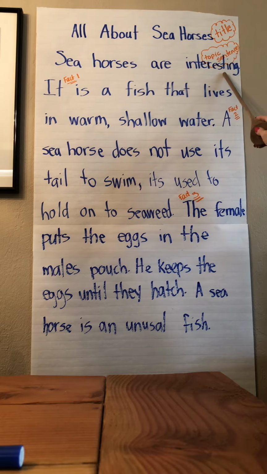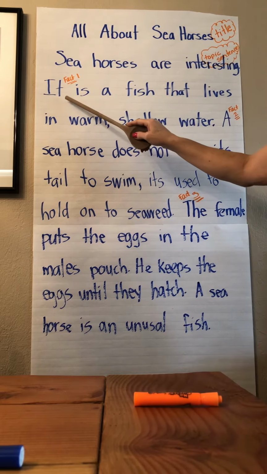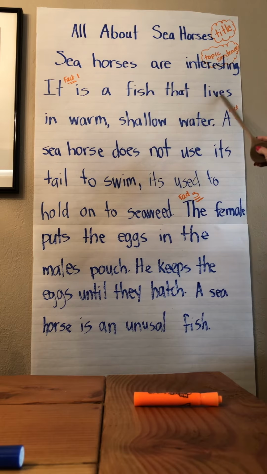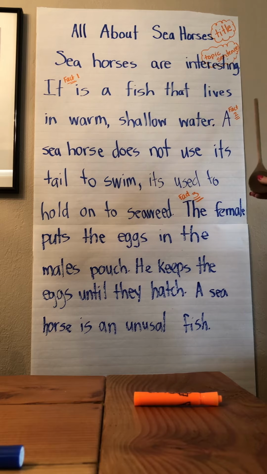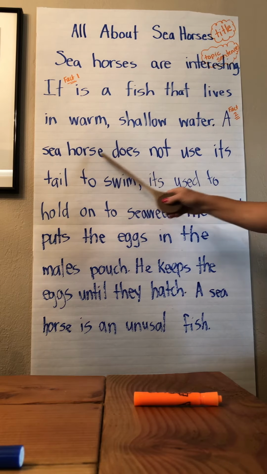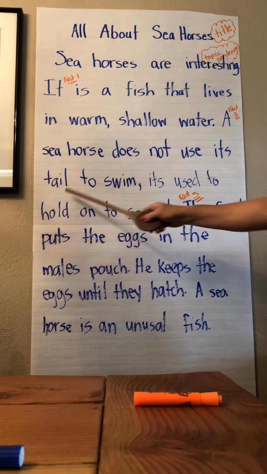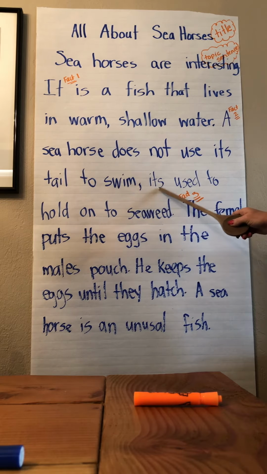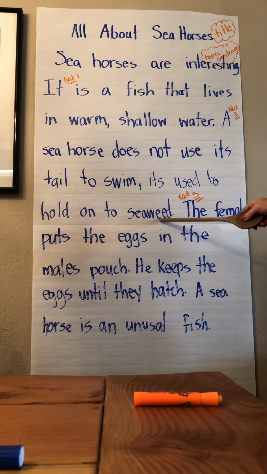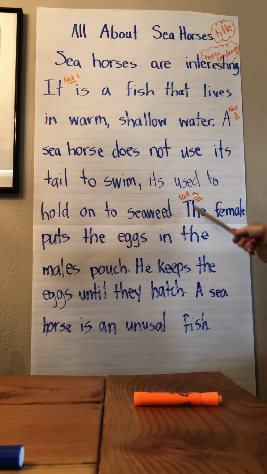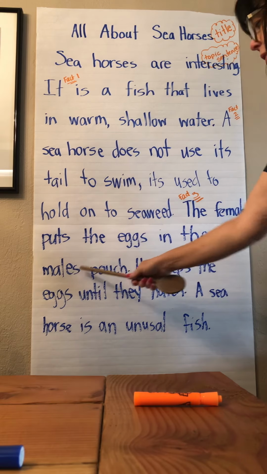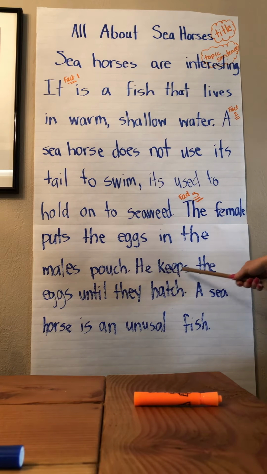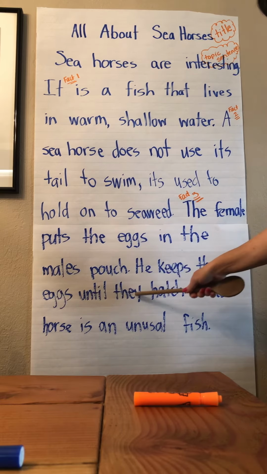Seahorses are interesting. There's my topic sentence. My first fact: It is a fish that lives in warm, shallow water. Fact 2: A seahorse does not use its tail to swim. It's used to hold onto seaweed. Fact 3: The female puts the eggs in the male's pouch. He keeps the eggs until they hatch.